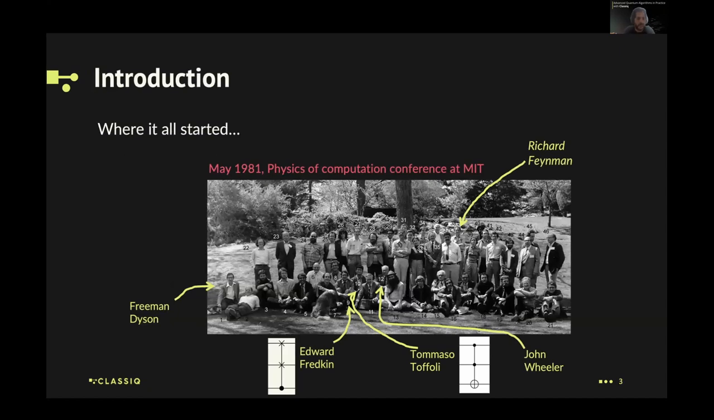Okay, so this is essentially where everything started. In May 1981, at MIT, there was a conference which was called Physics of Computation. Here is a photo of many of the participants. So you can see many of our heroes. You can see the physicists Freeman Dyson and John Wheeler. There are also the computer scientists, Tommaso Toffoli and Edward Fredkin. So they are sitting right next to each other. And I also drew the quantum gates named after them. So this is the Toffoli gate and the Fredkin gate. And of course, you had Richard Feynman there.